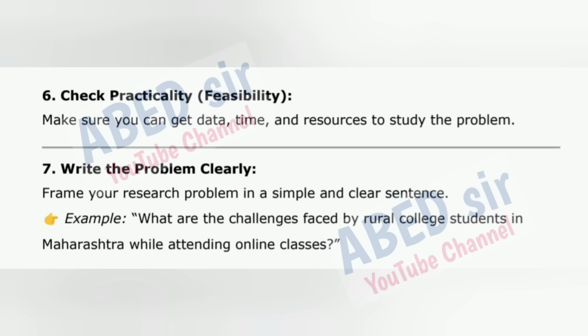6. Check practicality, feasibility. Make sure you can get data, time, and resources to study the problem. 7. Write the problem clearly. Frame your research problem in a simple and clear sentence. Example: what are the challenges faced by rural college students in Maharashtra while attending online classes?